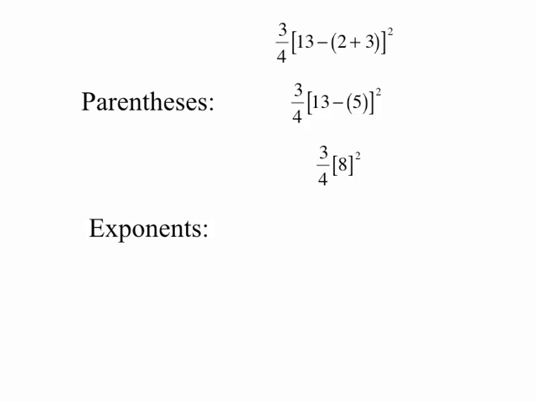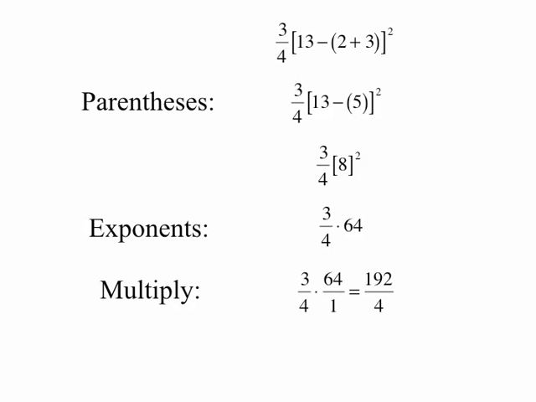Next, we evaluate the exponents. That exponent of 2 goes on the number 8, so we have 8 squared, which is 64. And then we'll multiply. 3/4 times 64 gives us 192 over 4. If we simplify that expression, reducing that fraction, which is really a division problem, we get 48.